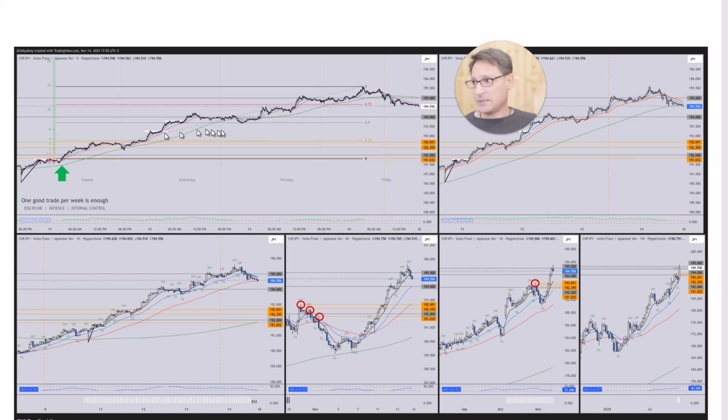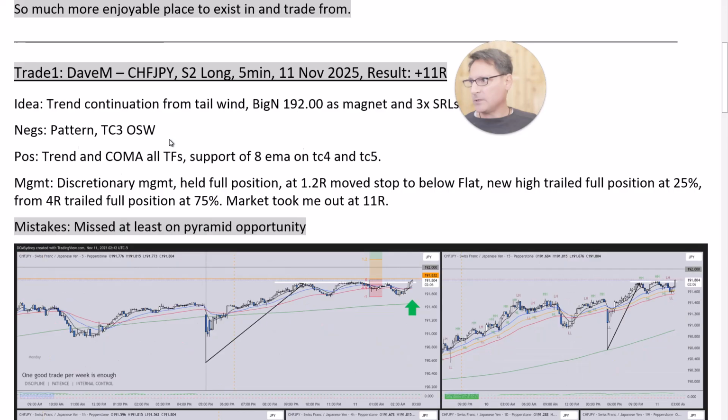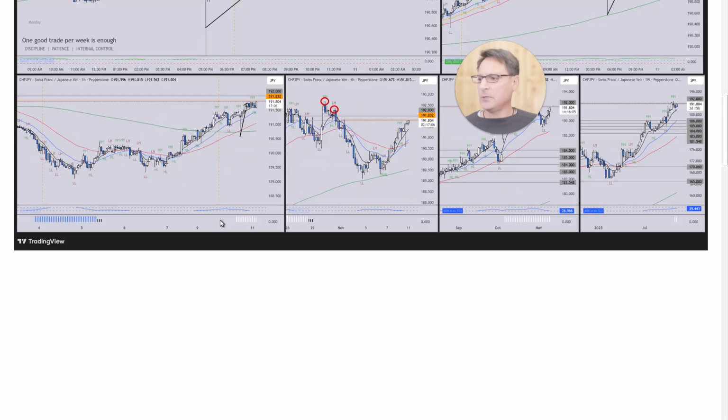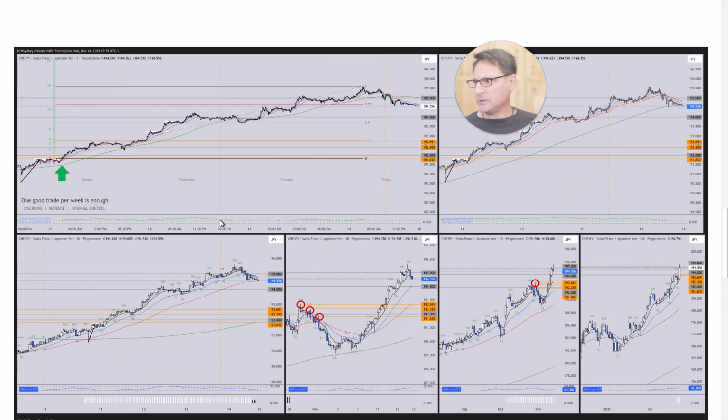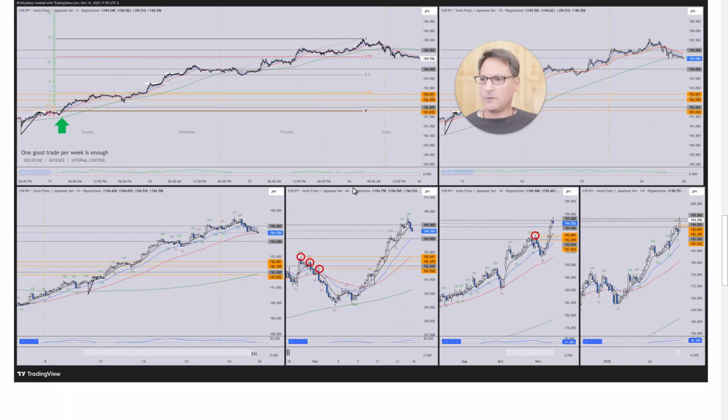Very nice. Now he had some pyramid opportunities. That's what he writes here. Well, it's never a mistake not to take a trade, but he could have scaled in to this trade with another opportunity here and another opportunity here, making this an even bigger R result. Do you have to do this? No. We're more interested in our weekly and monthly target, and they've well overachieved it with this one trade for the week. So this is the power of the trends and trading low risk ideas.